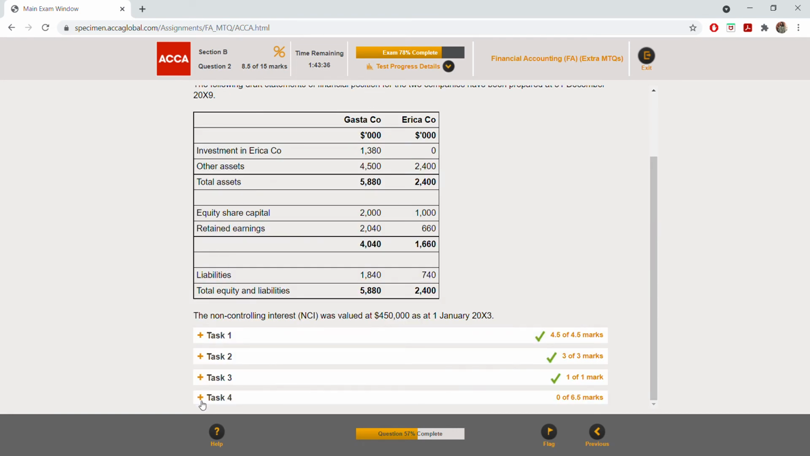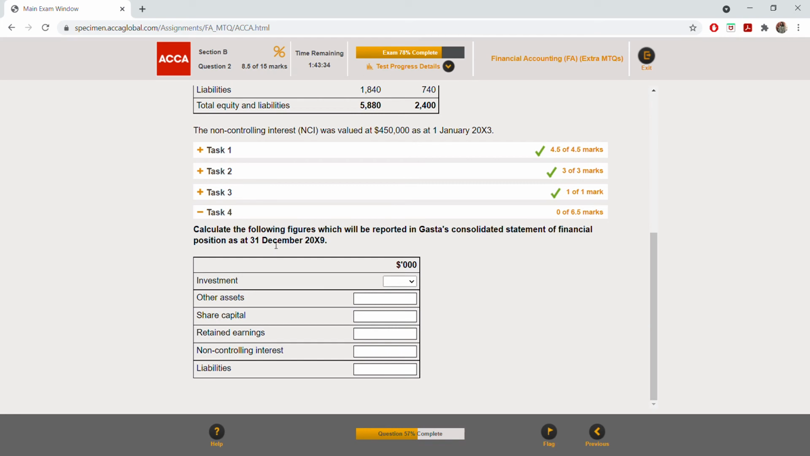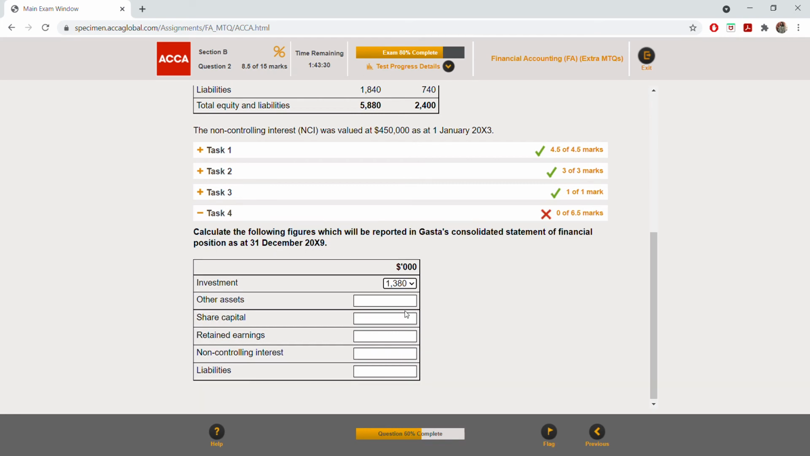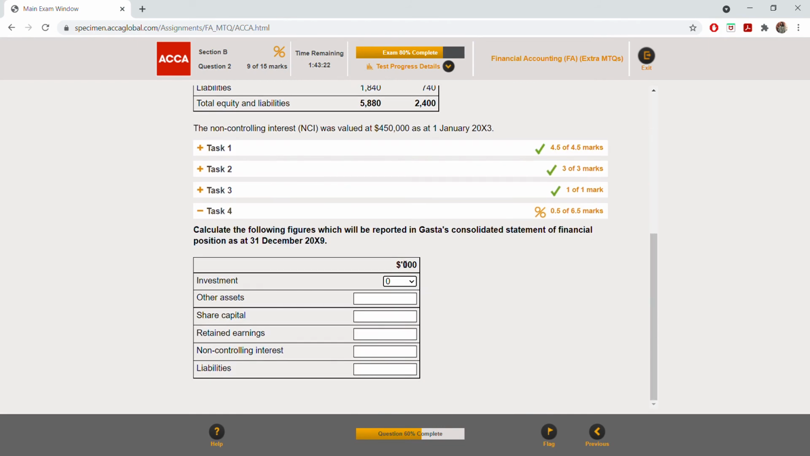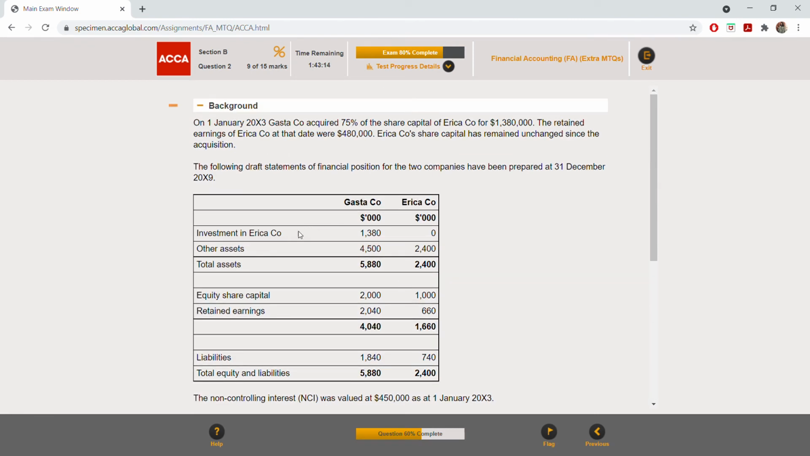Now task 4. Calculate the following figures which will be reported in the statement of financial position. So investment. What is the investment? It is 0 in the consolidated financial statements of the parent company. Why? Because the investment is eliminated on consolidation. Look at the investment. They have investments, right? This or this, it will be eliminated on consolidation.